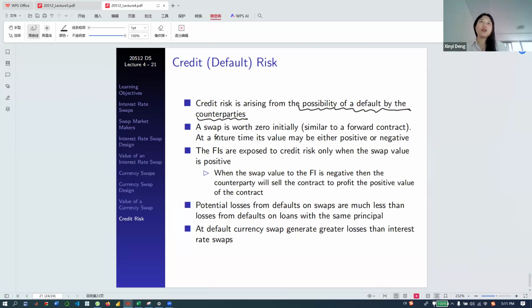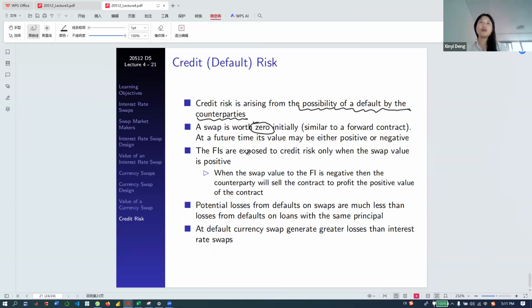Also, one thing I want you guys to know is that a swap actually is worth 0 initially. I know that I showed you how to calculate the valuation. You are going to have positive or negative values as time goes by. But at the start, when the contract is initiated, the swap should be worth 0, just similar to a forward contract.